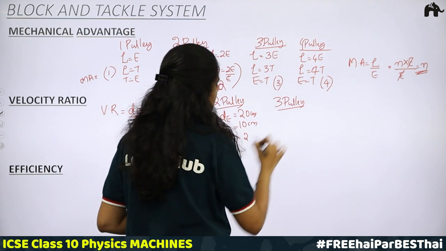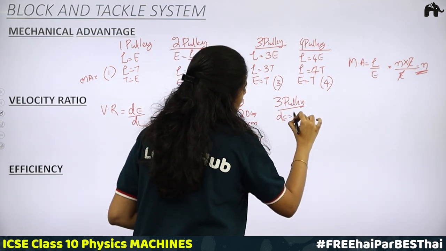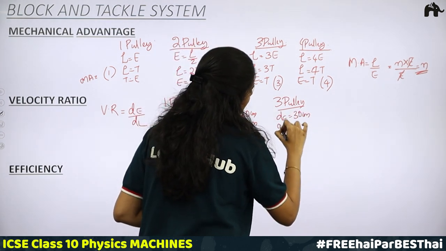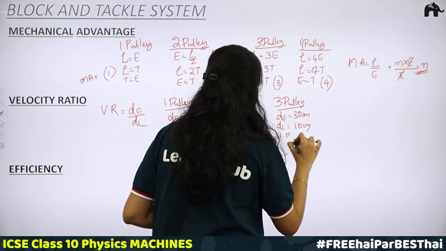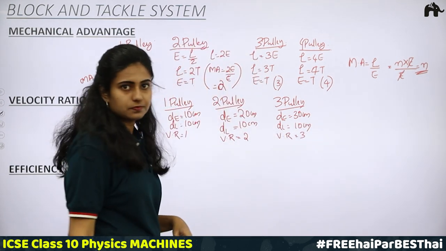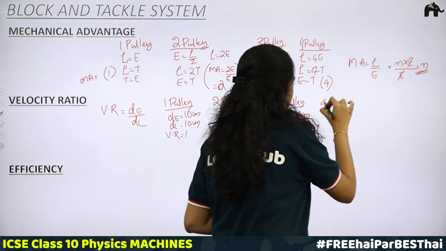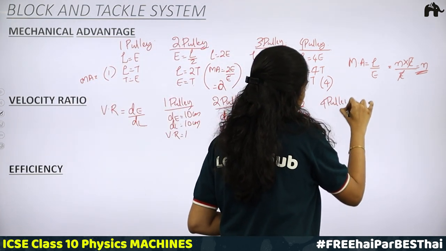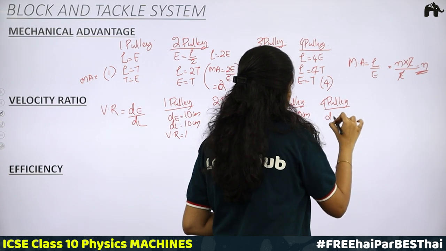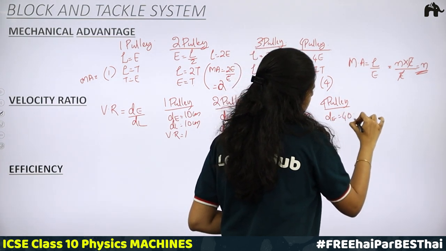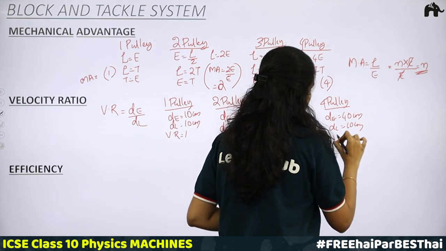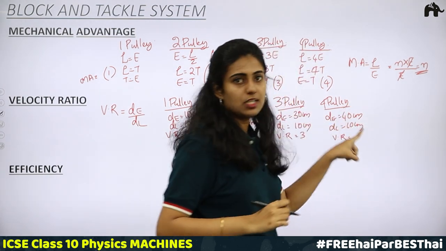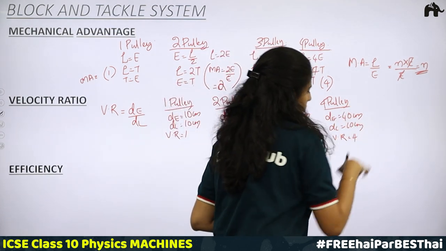In 3 pulley system, distance moved by effort was equal to 30 centimeter, and distance moved by load is equal to 10 centimeter. Therefore, velocity ratio is equal to 3. Okay. Next, the 4 pulley system. Distance moved by effort was equal to 40 centimeter. Distance moved by load is equal to 10 centimeter. And the velocity ratio is equal to 40 by 10, which is 4.